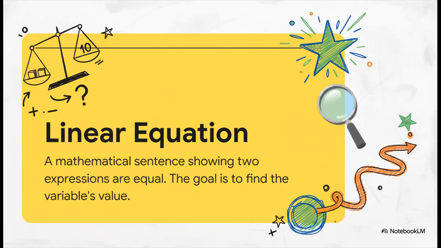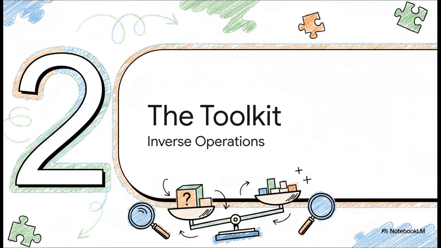So what are we balancing exactly? Something called a linear equation. And look, don't let the fancy term scare you. All it is is a math sentence where that equal sign is basically shouting, hey, this side has the exact same value as that side. Our whole mission is to figure out the one number for our variable that makes that sentence true.